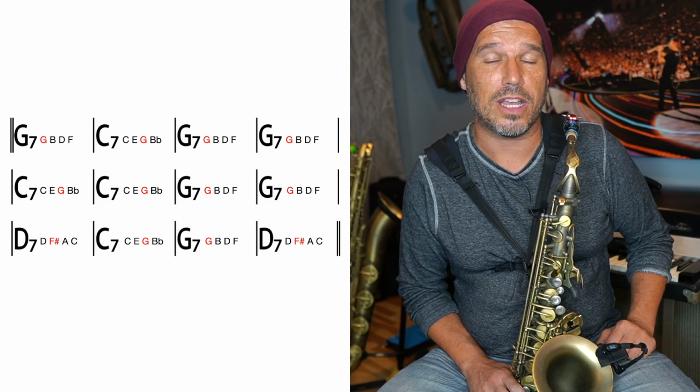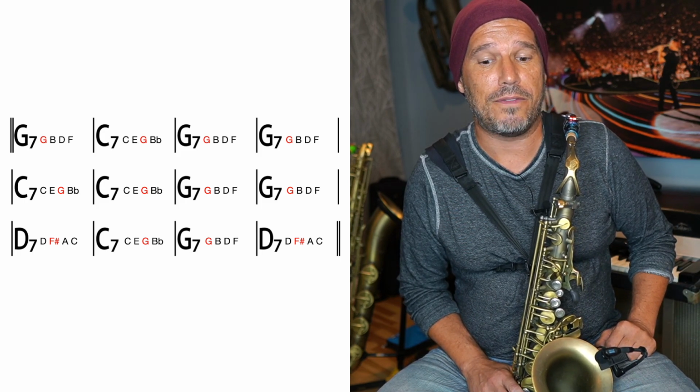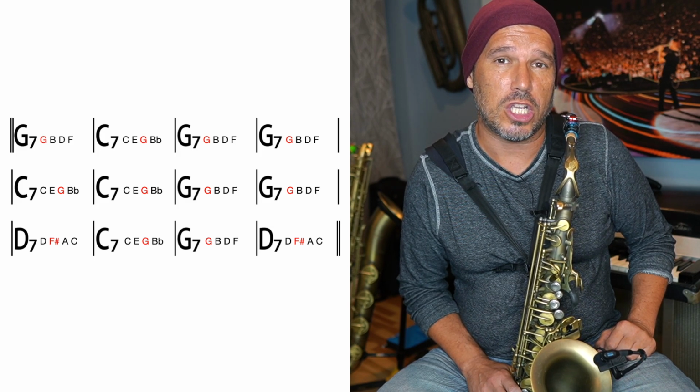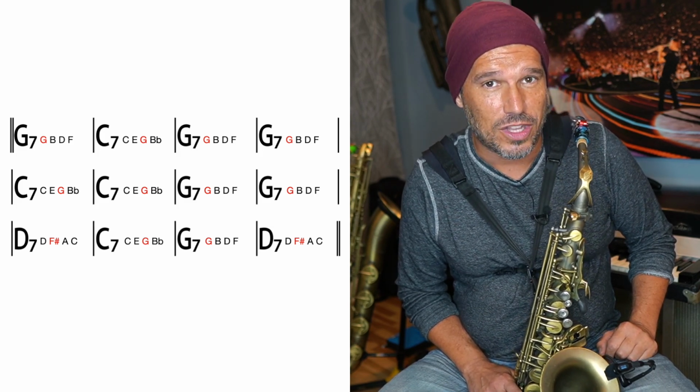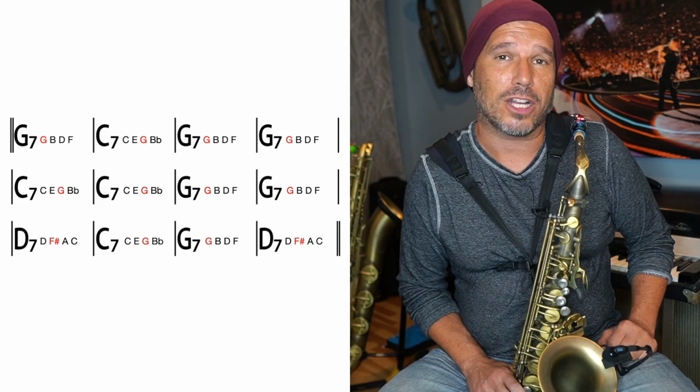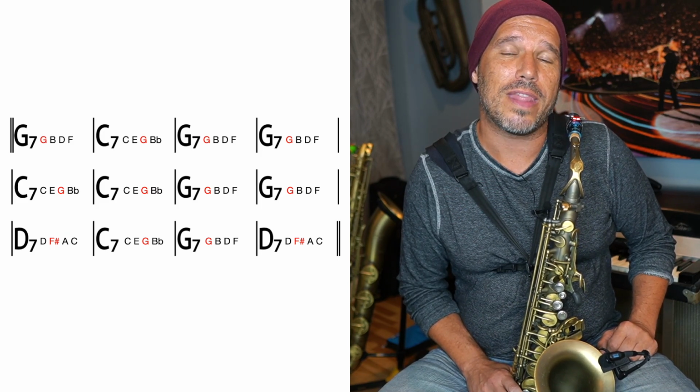Then for the D7, the closest note would be an F sharp, and then for the C7, back to the G, then for the G7, staying on the G, and then the D7, back to an F sharp. So take a listen to what that sounds like.